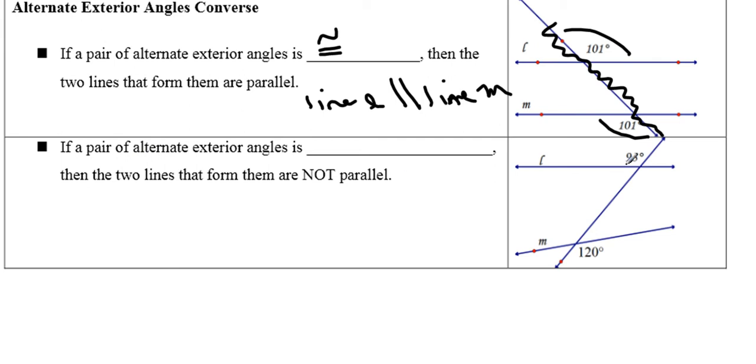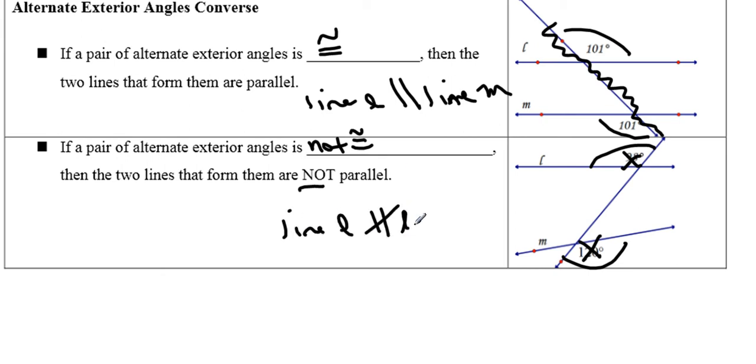If alternate exterior angles are not congruent, then the two lines that form them are not parallel. So here's one alternate to this alternate exterior angle, and 98 is not equal to 120. So we can determine that line L is not parallel to line M.